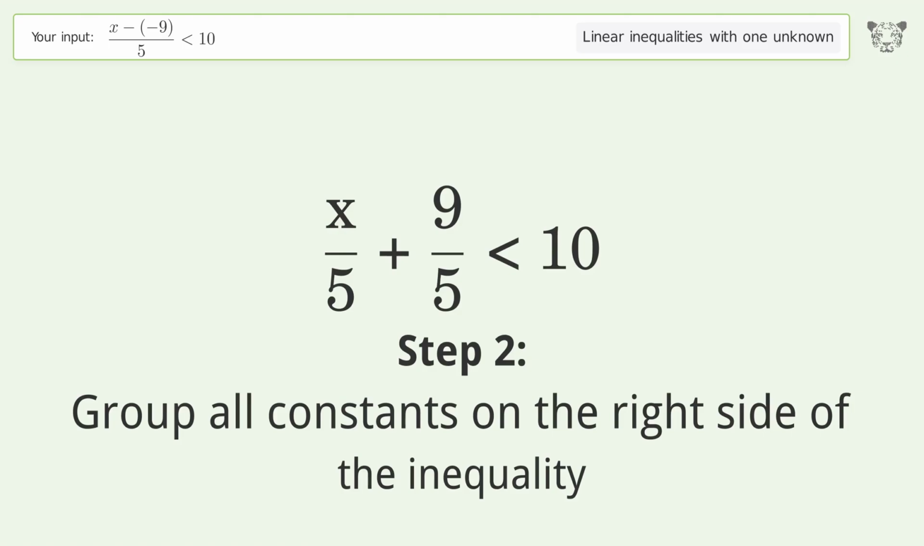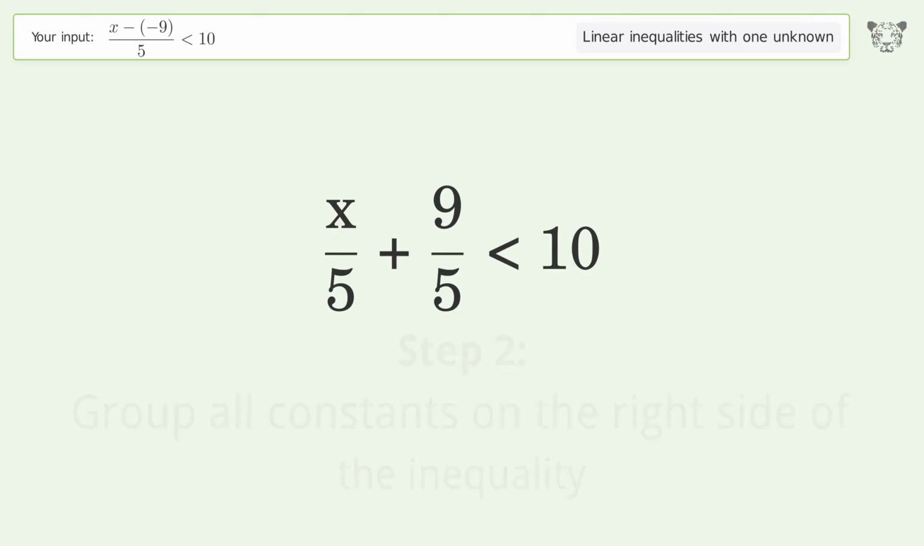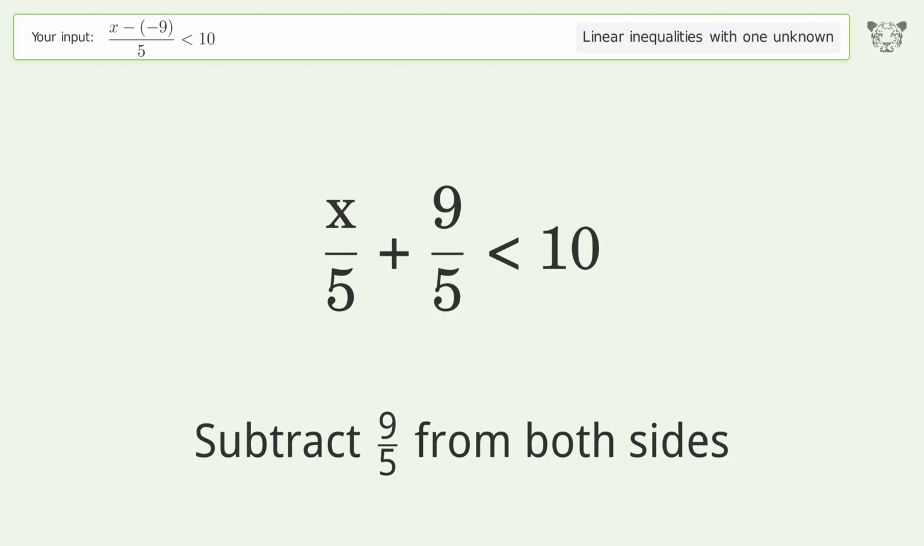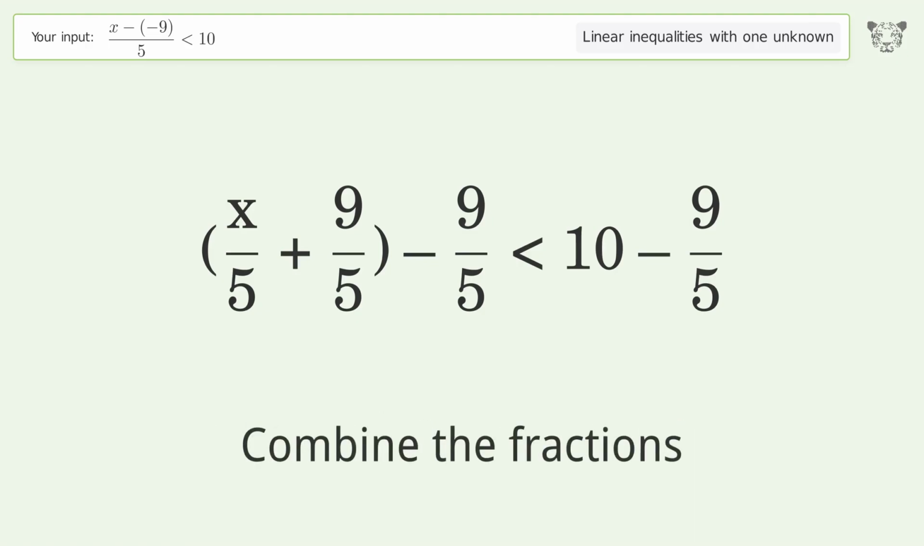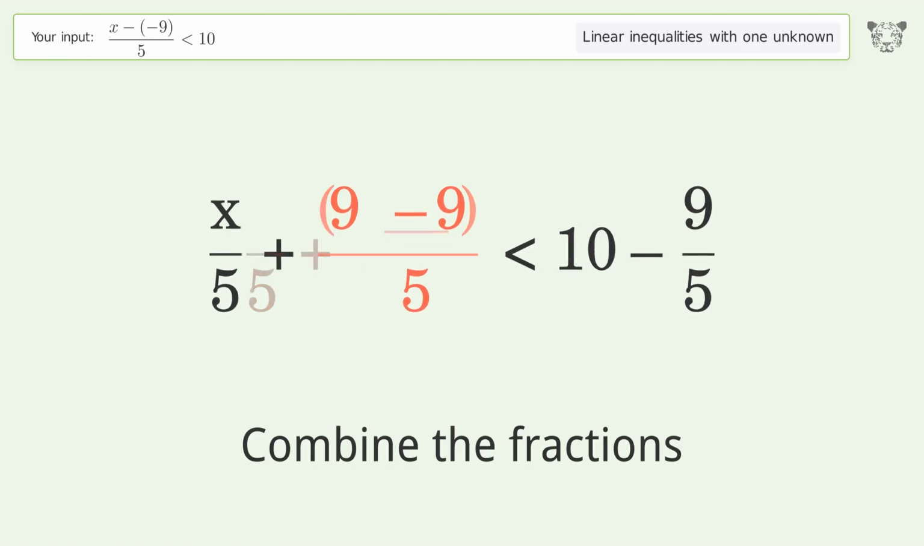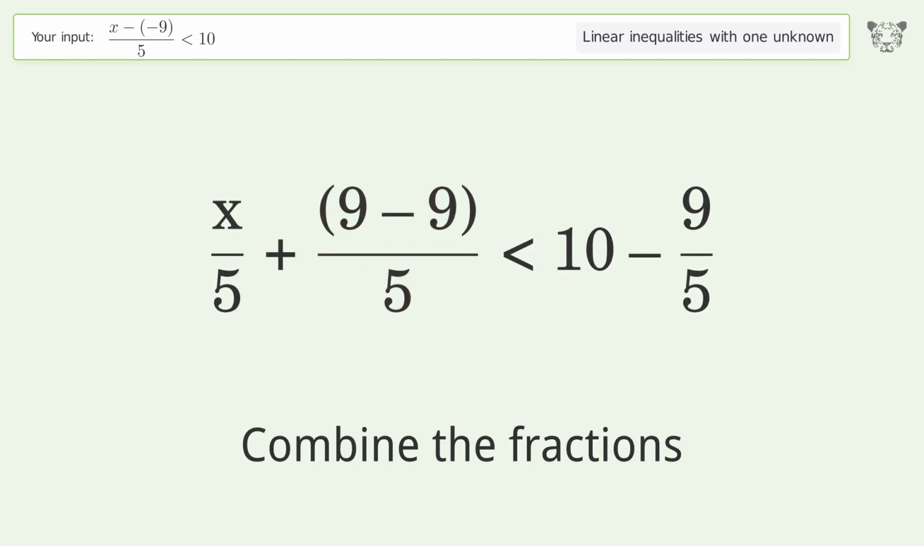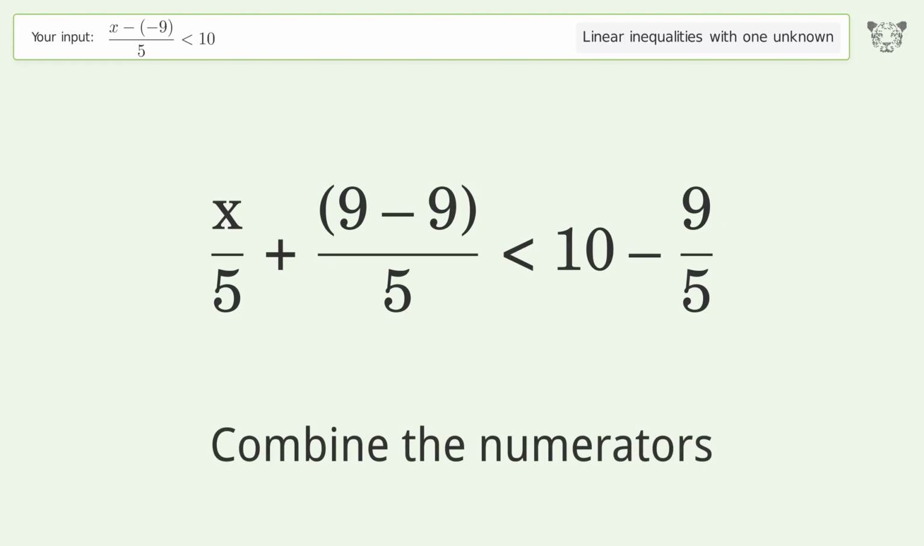Group all constants on the right side of the inequality. Subtract 9/5 from both sides. Combine the fractions. Combine the numerators.